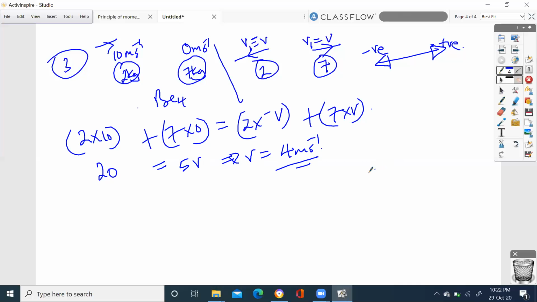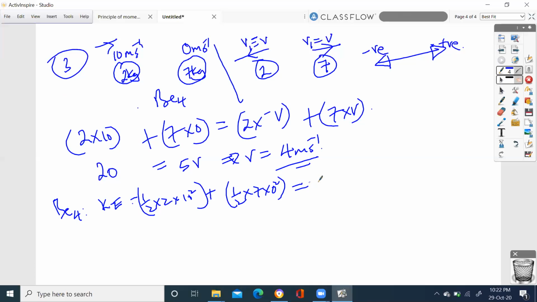So the question was to find the loss in kinetic energy. Before collision, kinetic energy will be equal to 1/2 times 2 times 10 squared plus 1/2 times 7 times 0 squared, and this will give us 100 joules.